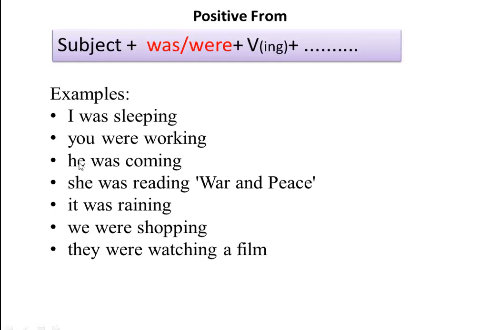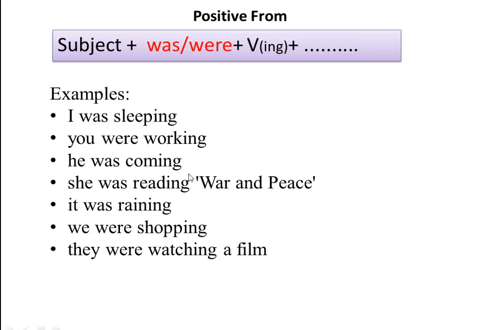She was reading War and Peace. War and Peace here is a book. It was raining. We were shopping. They were watching a film. So I here is a subject plus verb to be, and we have to use was with I, he, she, it, and were is used with you, we, and they. And sleeping here comes from the word sleep, and when we use it in continuous, we have to add ing.